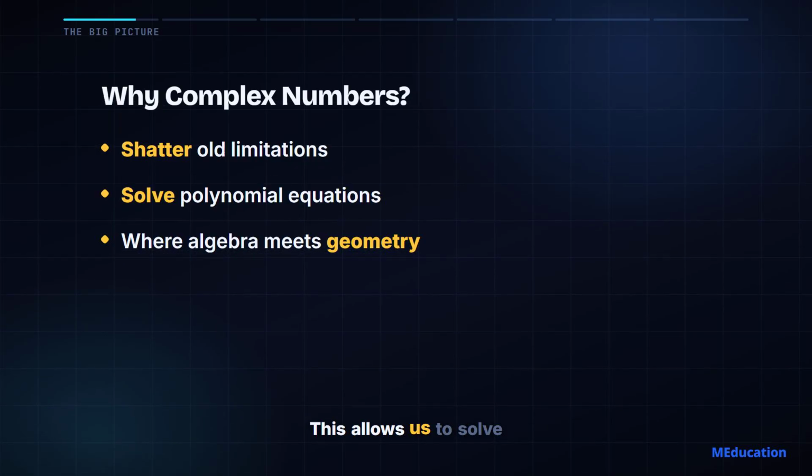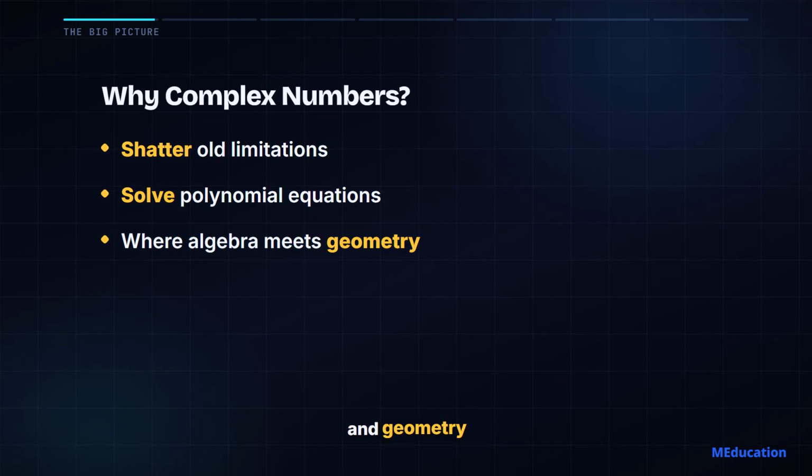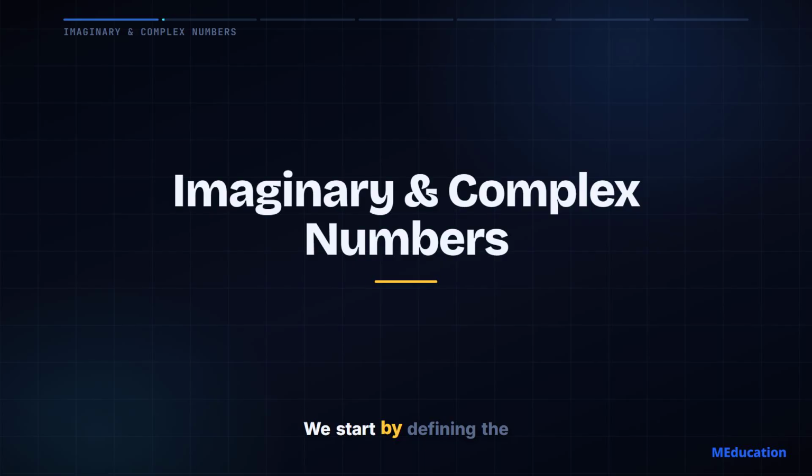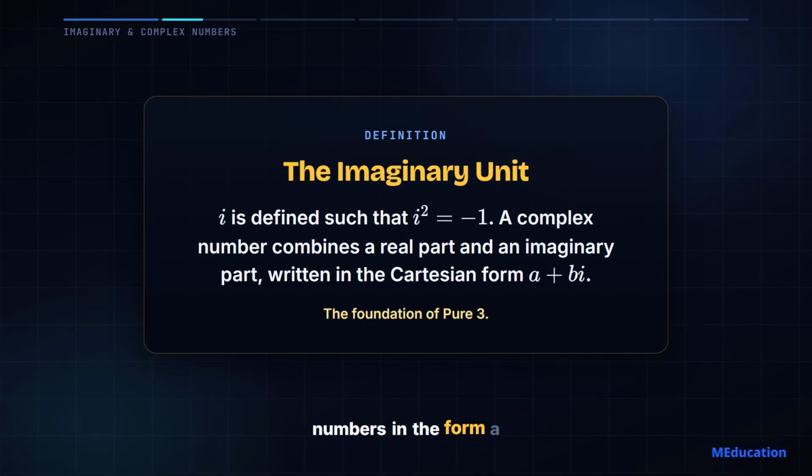This allows us to solve polynomial equations that previously had no real solutions, bridging the gap between algebra and geometry. We start by defining the imaginary unit i, where i squared equals -1. This is the single spark that ignites the entire topic. This single definition creates complex numbers in the form a plus bi.